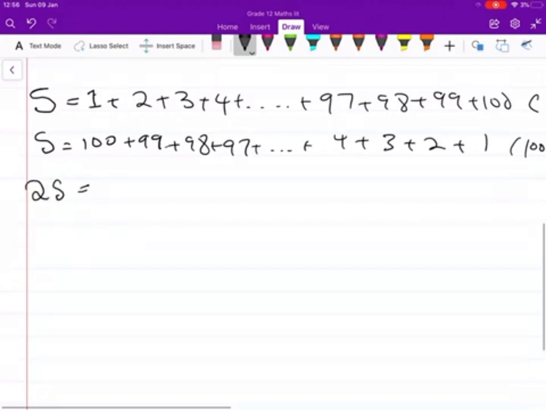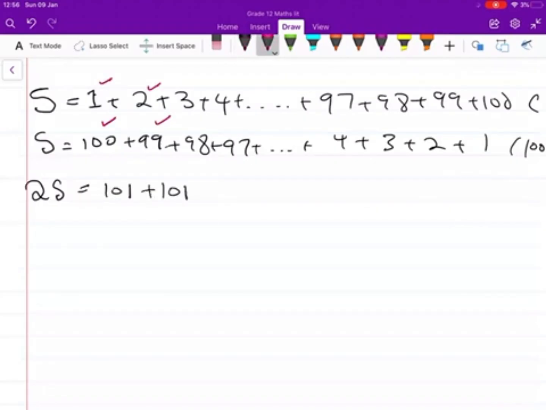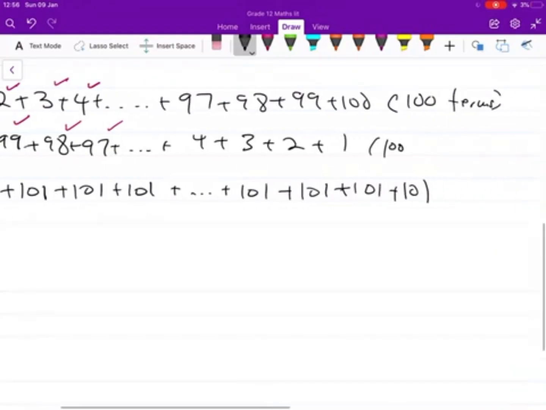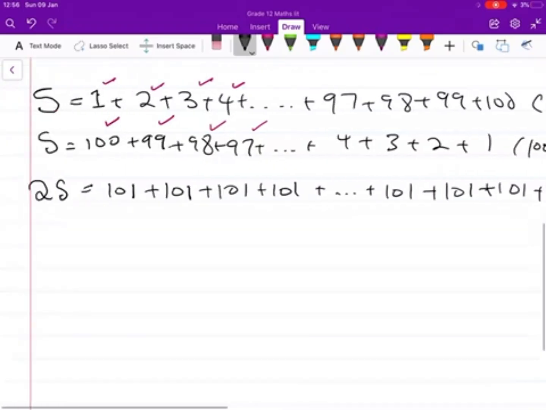All right. 1 plus 100 will give us 101. 2 plus 99 will give us 101. 3 plus 98 will give us 101. 4 plus 97 will give us 101. ... 97 plus 4 will give us 101. 98 plus 3 will give us 101. 99 plus 2 will give us 101, and 100 plus 1 will give us 101, and we are still having 100 terms. Right.